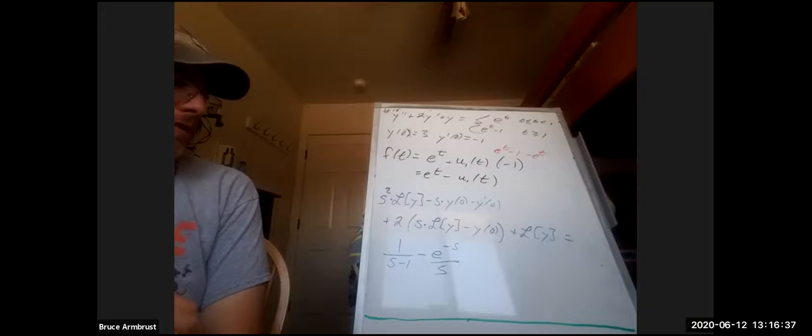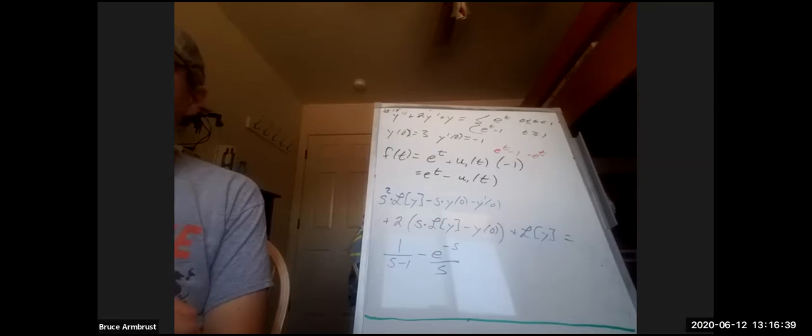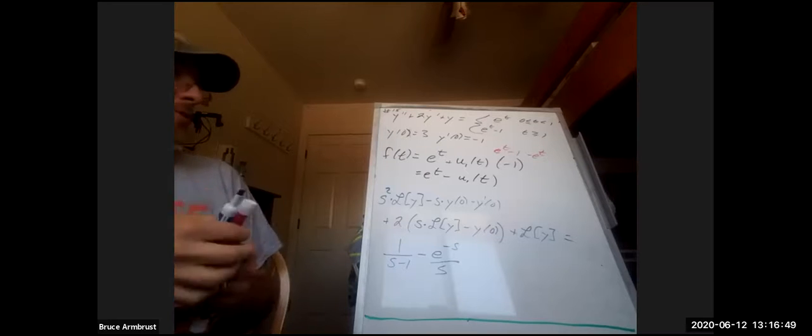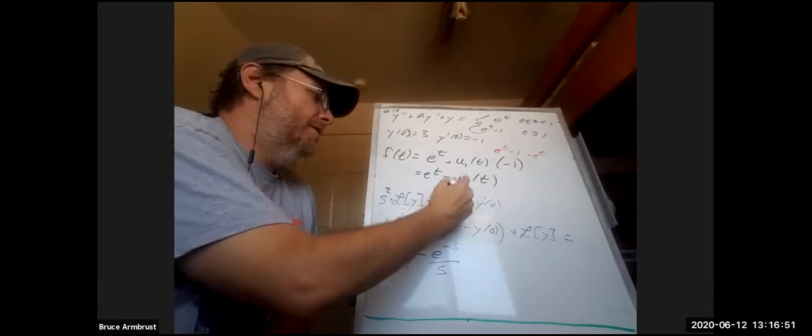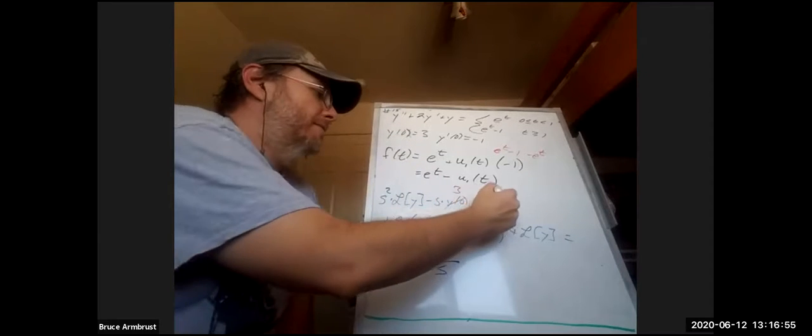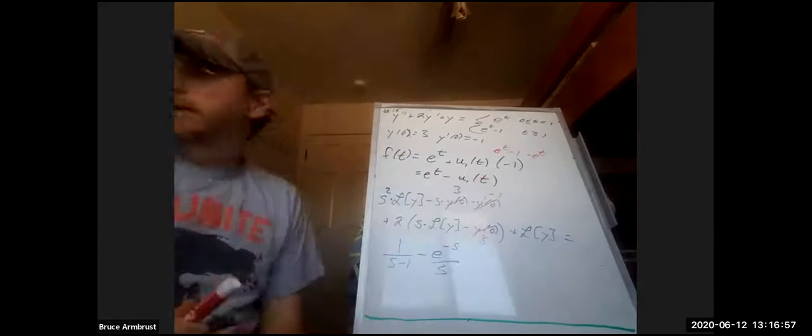All right, so there's our Laplace transform. So now it's a matter of solving for L of y. So let's put in our initial conditions, right? We had y of 0 was equal to 3, so we'll change those things to 3's. Now we've got y prime of 0 is equal to negative 1, so we'll change that to a negative 1.